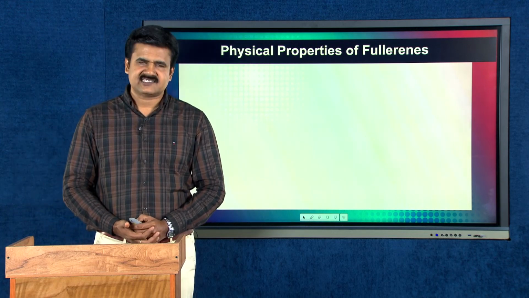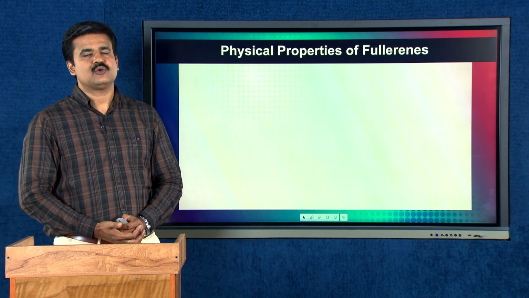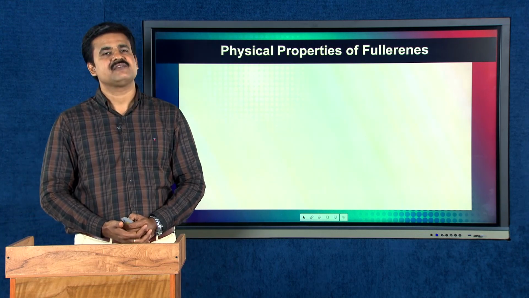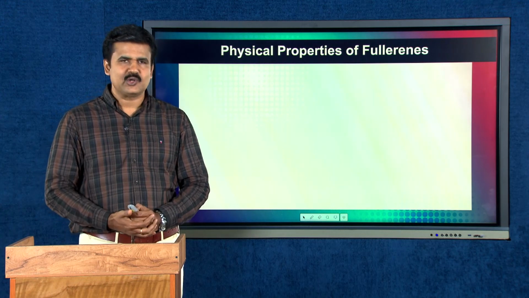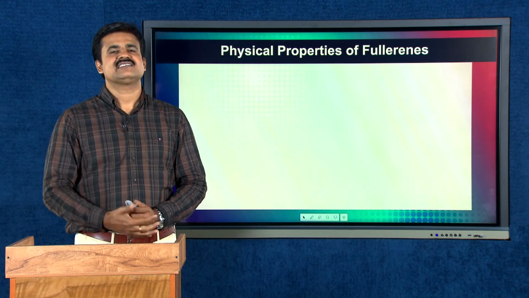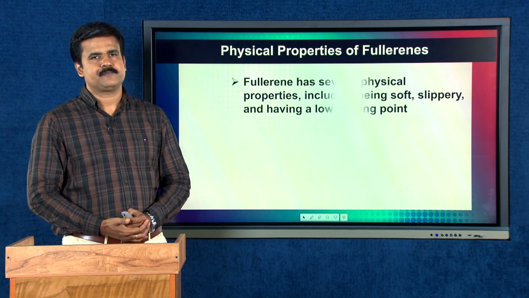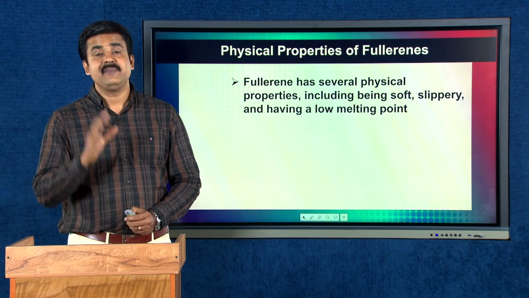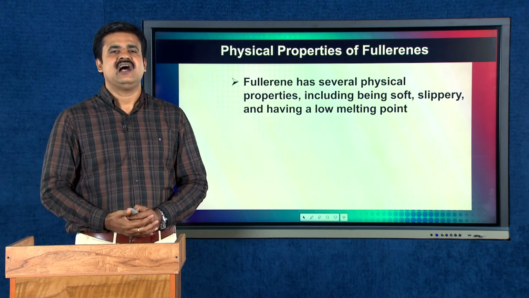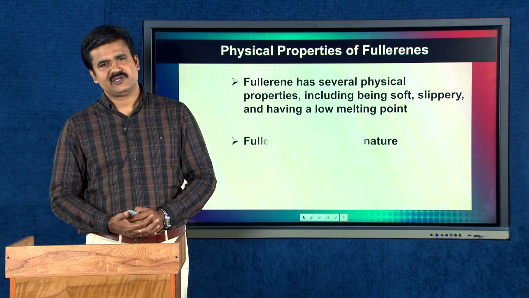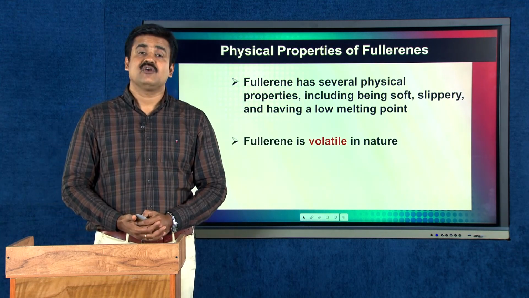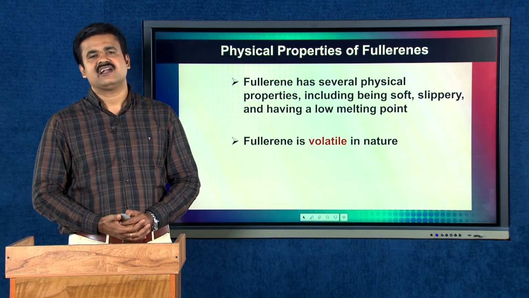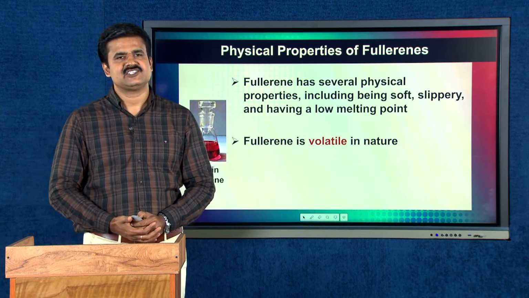Now, we are discussing the physical properties of fullerenes. Fullerene, being a carbon-based nanomaterial, exhibits several physico-chemical properties, and now we are looking at the specialized physical properties of fullerene. Fullerenes have several physical properties, including being soft, slippery, and having a low melting point. Fullerene is volatile in nature. That means the fullerene liquid can easily undergo evaporation or vaporization.